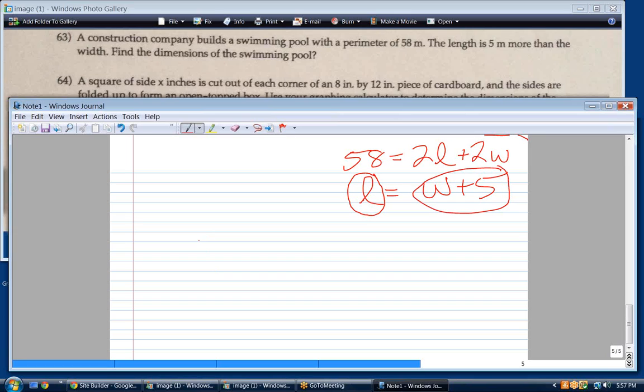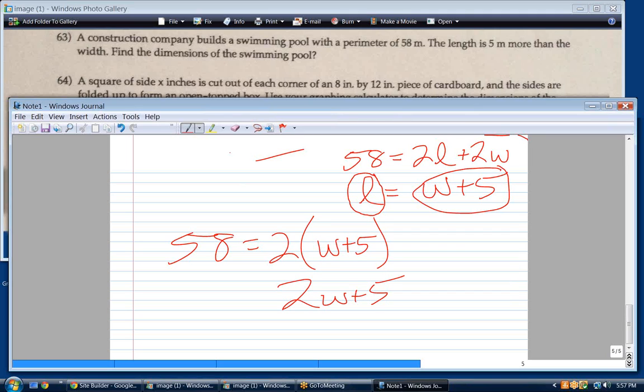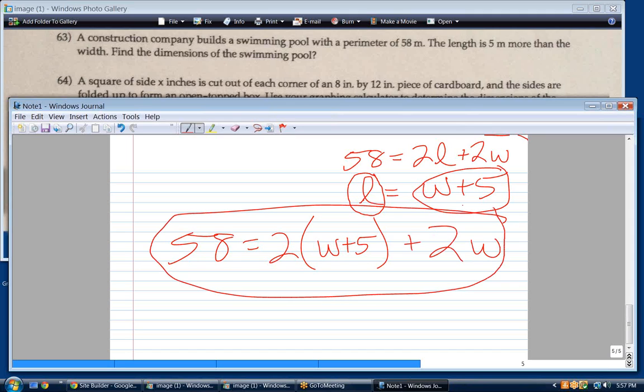Okay, so it's going to be 2(W plus 5). Start with the left side of the equation. 58 equals 2 times the quantity W plus 5. Which is not the same as 2W plus 5. So you have to include those parentheses, essentially, when you're verbalizing that. Okay, plus what? Plus 2W. Now notice we have 1 equation and only 1 unknown. We can solve this.